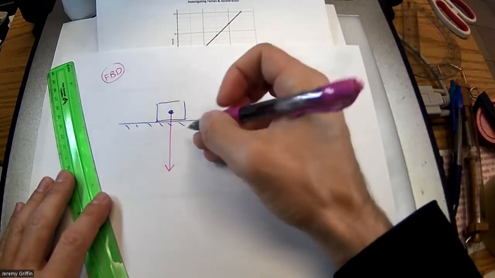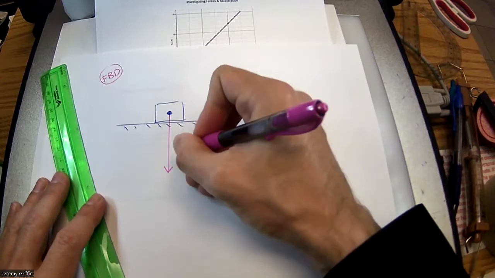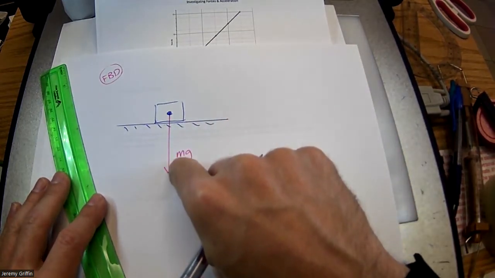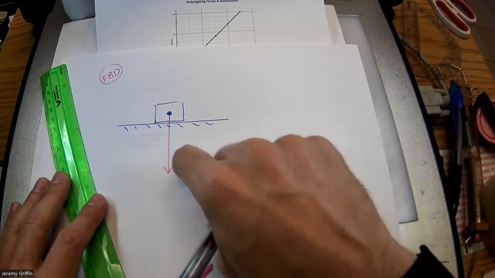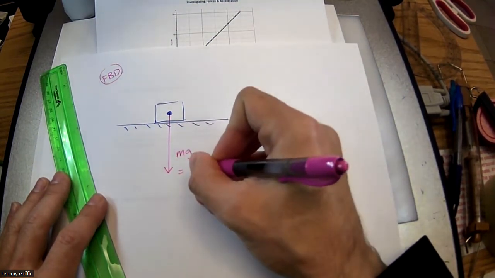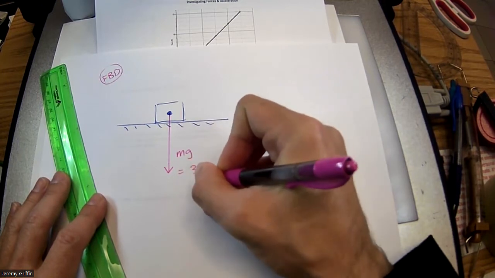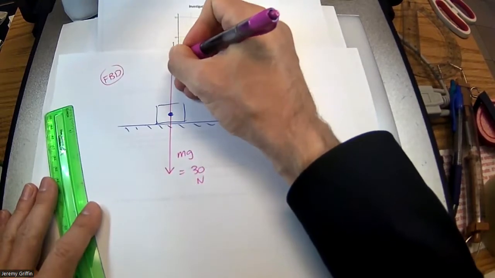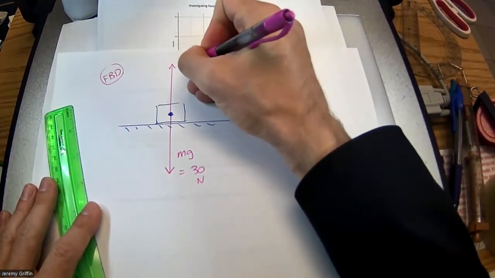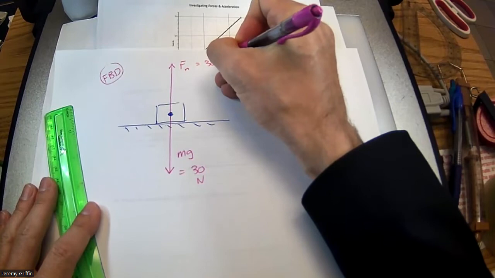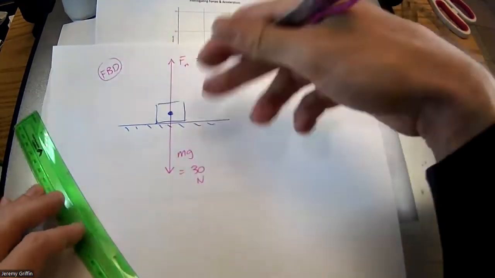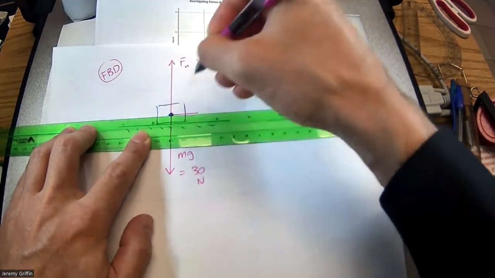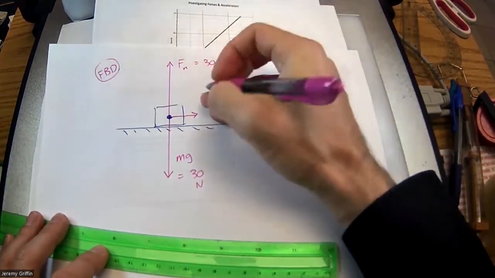Let's try this out. I know this block has a weight mg. You know the mass is 3 kilograms, and that's going to be important. So what's the weight of the block in newtons? 30 newtons. If the weight's 30 newtons, then the normal force is also 30 newtons, because we're only pulling on the block horizontally, so that's not going to change what's going on vertically. We put on a force of 10 newtons. That'd be about a third of that.